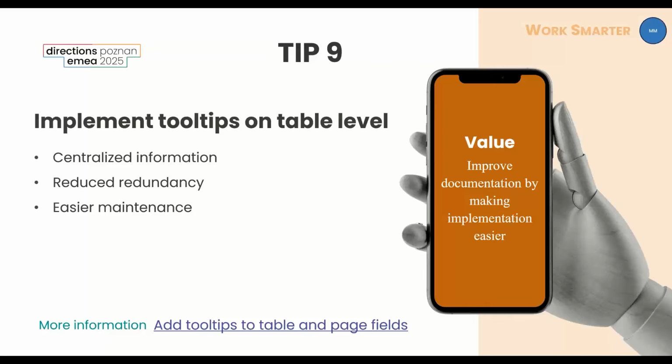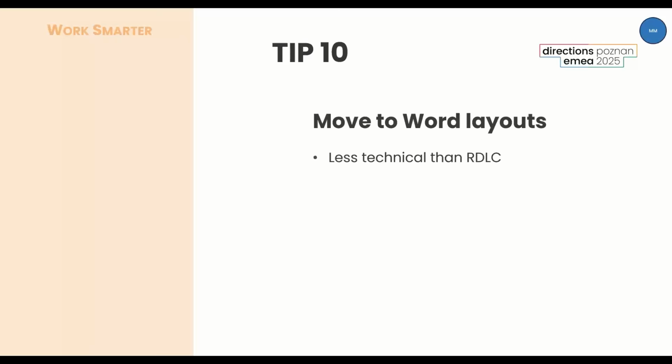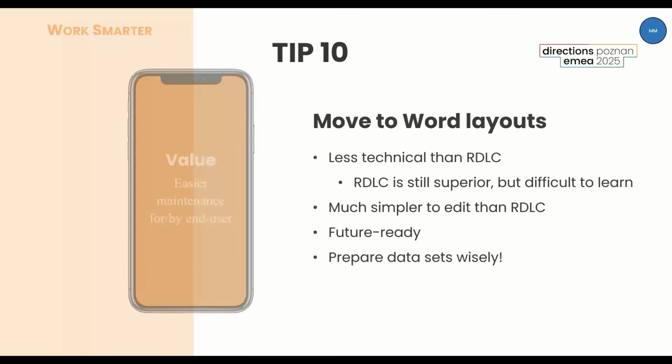This way, it is much easier to maintain them, and it will reduce redundancy, of course, especially later if you need to translate them. So the value here is, of course, improve documentation by making these implementation checks easier. It is nothing special. Here is the link, but basically you are just creating the tooltip property on a table level instead of page level.